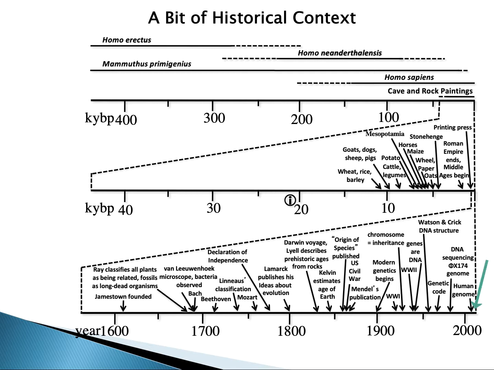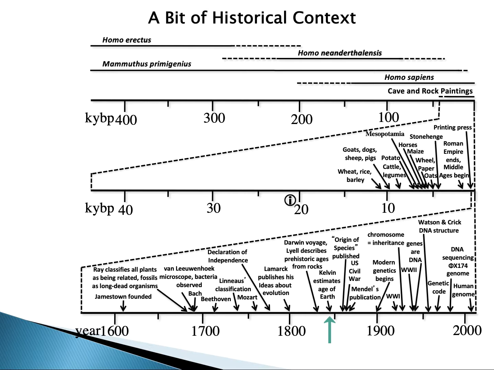If we start over here with the present, then back in 2003, the human genome was determined. Sequencing of a virus back here, the genetic code. Watson and Crick discover the structure of DNA. Here's World War II back here, World War I there. Mendelian genetics is established, although Mendel's work was way back here, and that was about the same time as the Civil War was going on here in this country, and the Origin of Species was published.